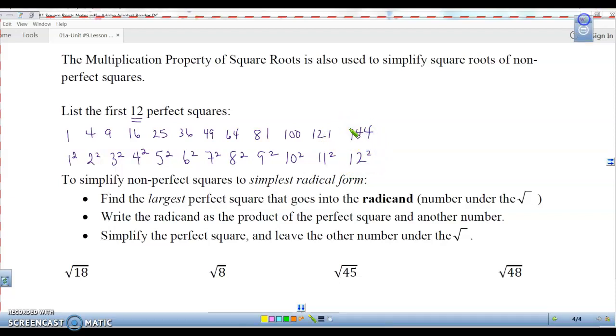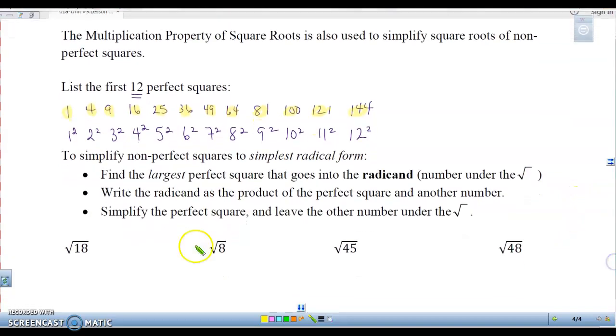So these are the numbers that you need to know: 1, 4, 9, 16, 25, 36, 49, 64, 81, 100, 121, 144. Or if you know more than that, there's more, but just working out what you have. If you know those first 12, you should be in pretty good shape.